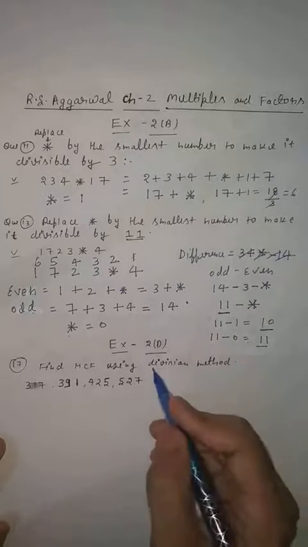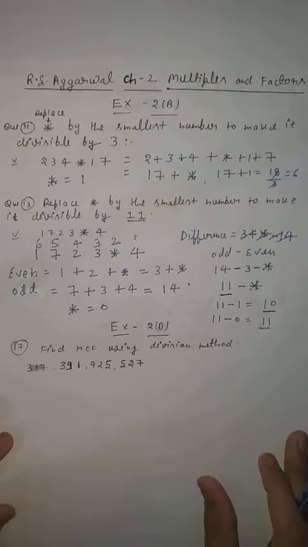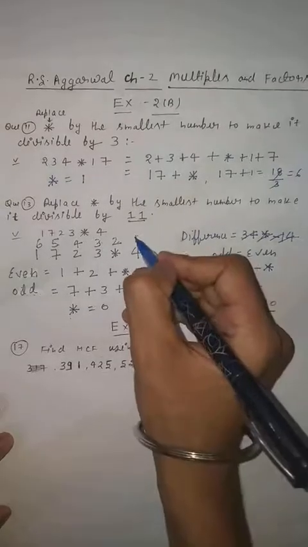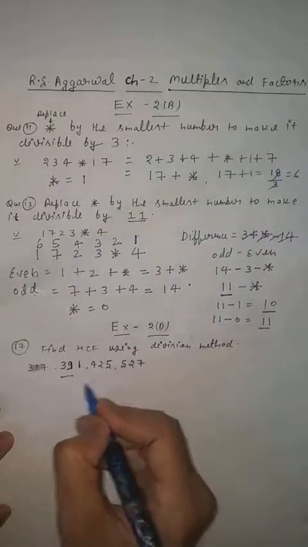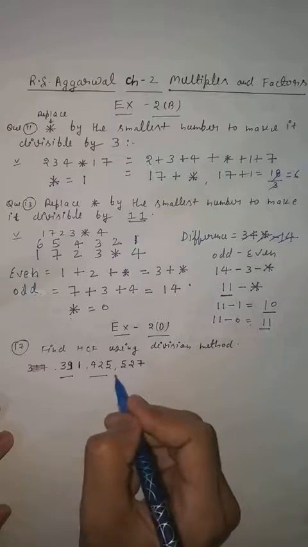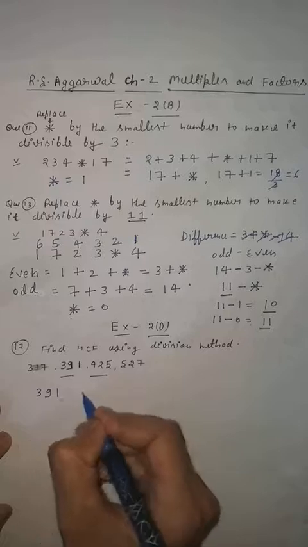Now find the HCF using the division method. Clear, students? So this is a very important method. Today I will teach you how to find the HCF by the division method. You can choose any two numbers, it depends on you: either first and second, first and third, or second and third. So I'm choosing first and second. So first, how do you have to find it?